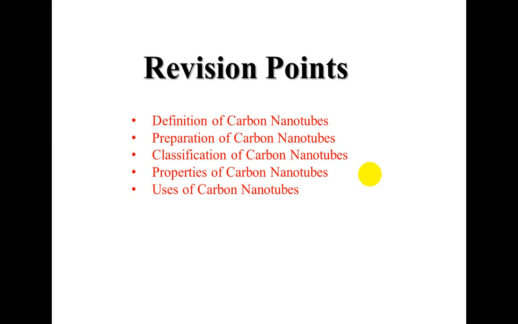Revision point. Whatever points we have discussed in this lecture, now we come to the revision of these points. We have studied in this chapter about carbon nanotubes, their definition, their preparation methods, how many methods we have used to prepare CNTs, and the classification types of nanotubes. Properties of carbon nanotubes have been explained in detail, which make their extensive use or application. So these are the points which have been discussed in our classroom today.